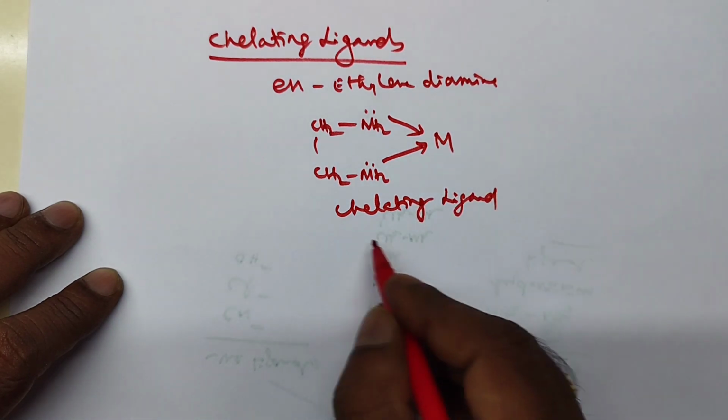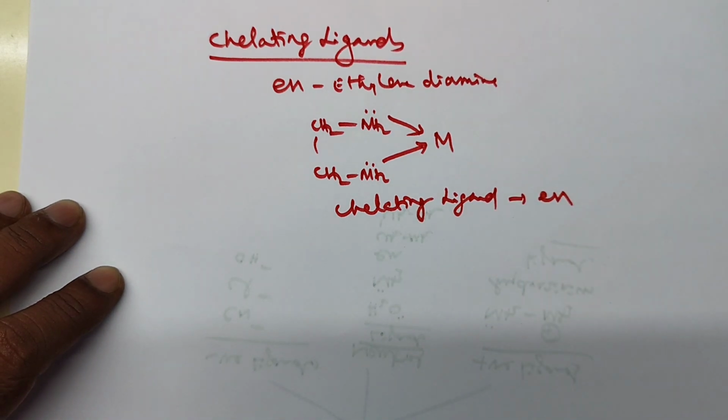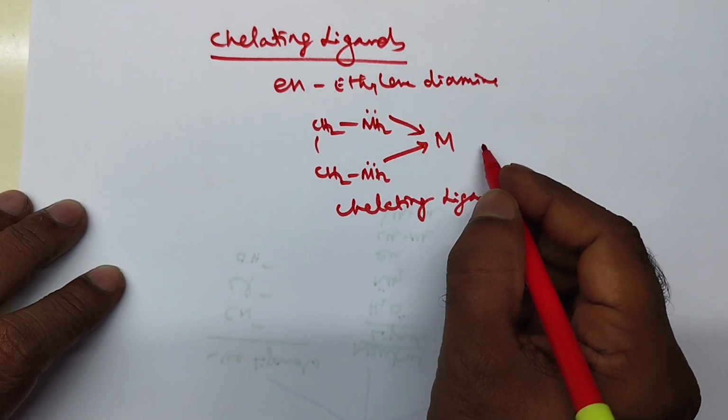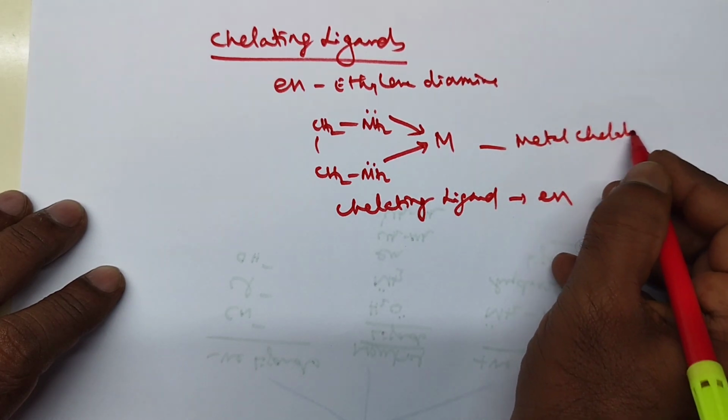So can you give an example of a chelating ligand? You can say en, ethylene diamine, is an example of a chelating ligand. That means it forms ring-like compounds with metal ions, and this is called a metal chelate. Metal chelates. Okay.